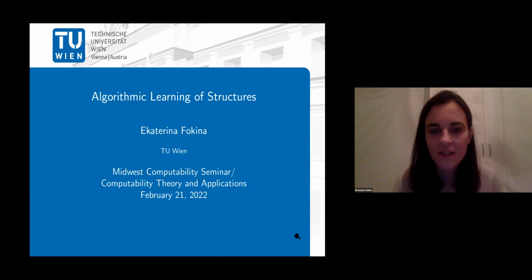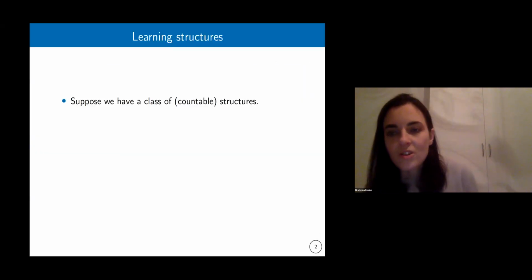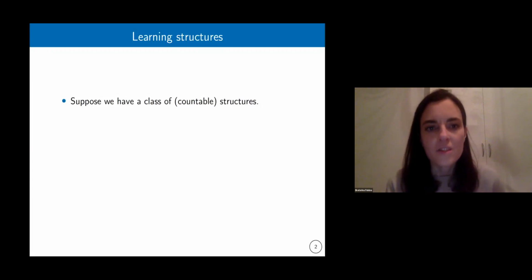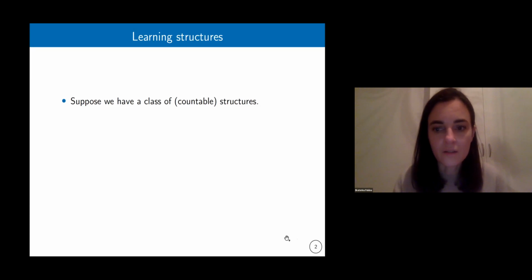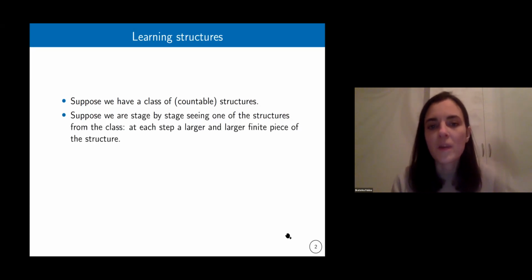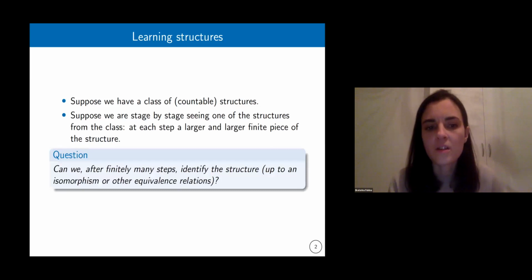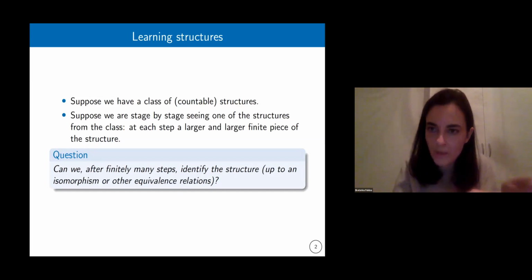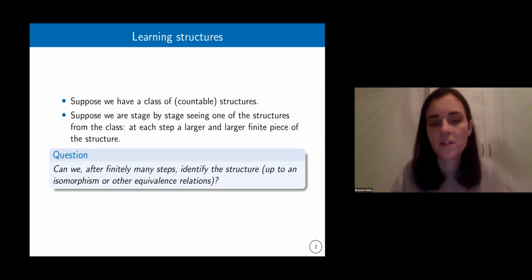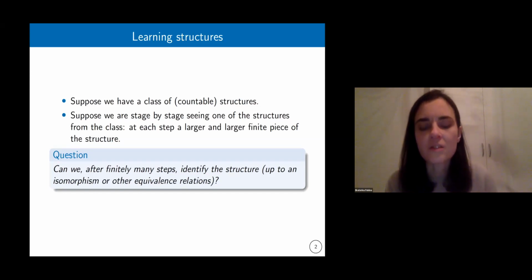Let me start with a general motivating setting for this project. Suppose we have a class of countable structures, and suppose that we are, stage by stage, seeing one of the structures from this class, larger and larger finite pieces of the structure. Then the question is, can we, after finitely many steps, somehow identify the structure, or classify which structure we are seeing up to isomorphism, or maybe some other equivalence relation?